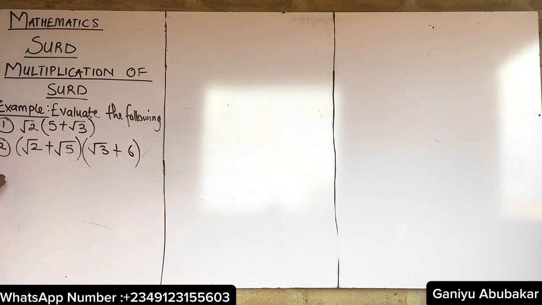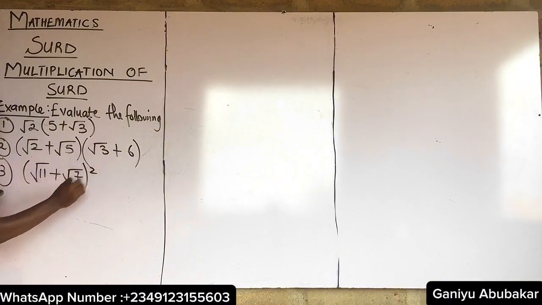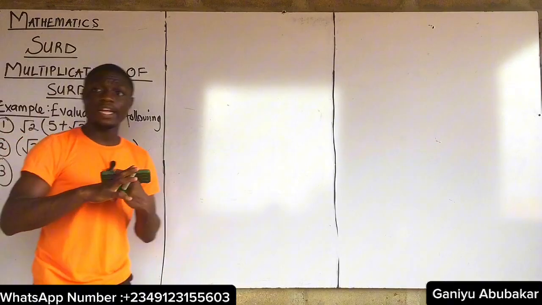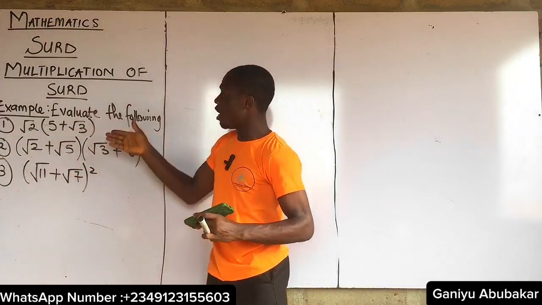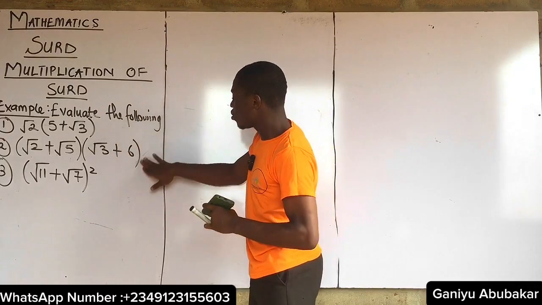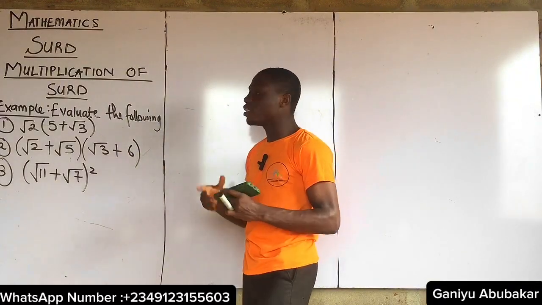Finally, let's take one more example. I have root 11 plus root 7, all squared. Let's say we are told to evaluate this question here. So how do you solve this? How do you multiply these surds?